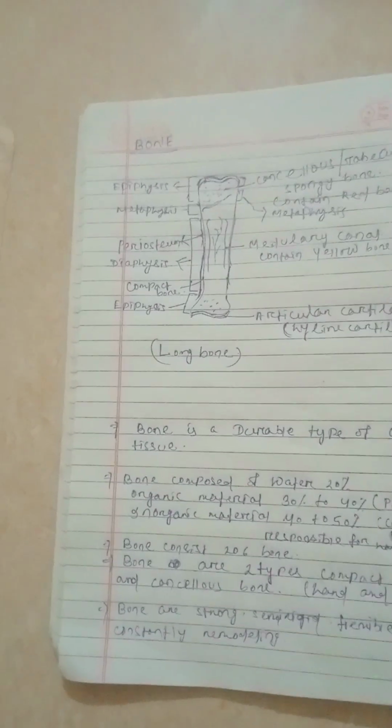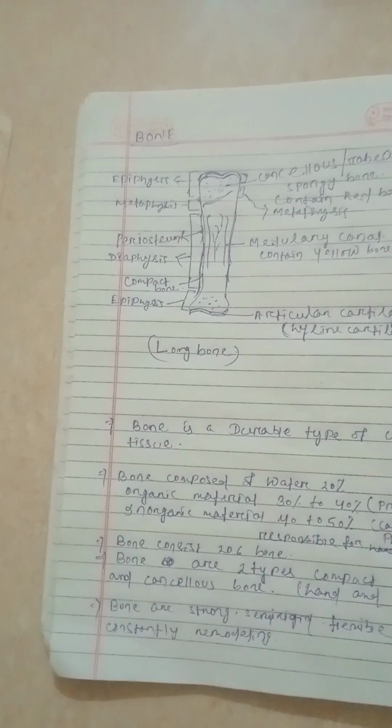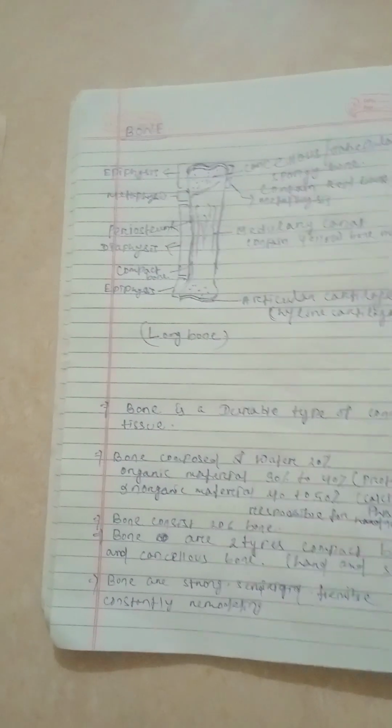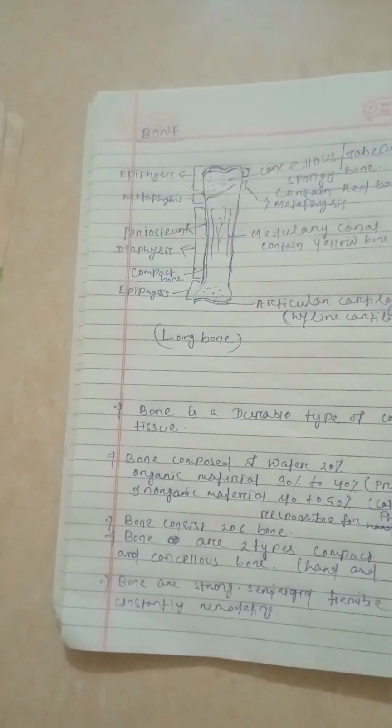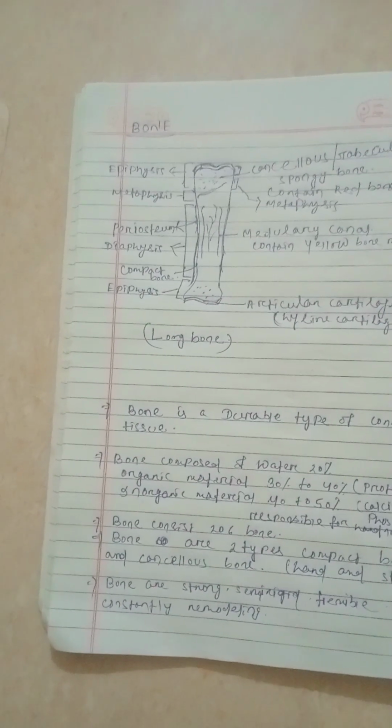There are two types of bone, compact bone and cancellous bone. Compact bone is the hard bone, and cancellous bone has a spongy structure, looking like a sponge. Bone is strong, semi-rigid and flexible, and is constantly remodeling. Semi-rigid means flexible, allowing movement of the bone.